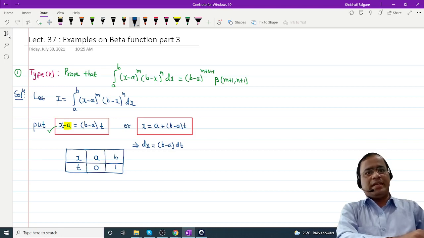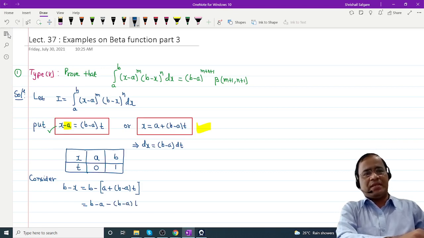Therefore, before writing the integral, I will consider the two factors. The factor x minus a you have already calculated. Now I will calculate b minus x. So b minus, you have to use a bracket. Now the value of x from this second term is given by a plus (b minus a) into t. If you simplify the bracket, since the outside minus is there, that term will get minus (b minus a) into t.